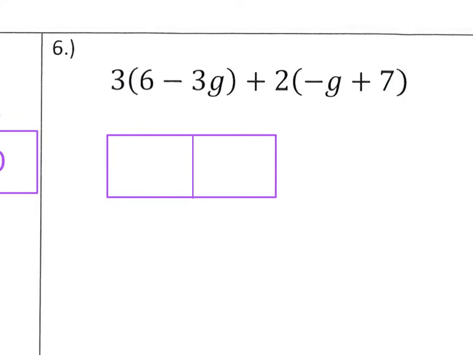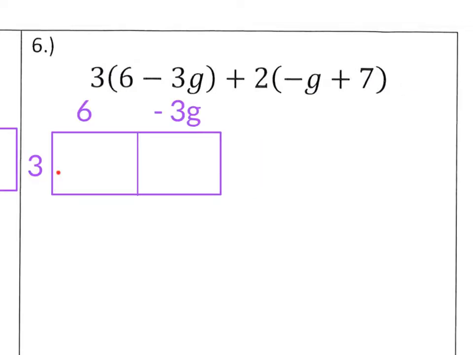Okay, so let's do another example here. Number 6, we have 3, and then it's being multiplied by the 6 minus 3g plus 2, and then multiplied by the -g plus 7. So when I look here, I see, again, it's one term multiplied by 2, so I'm going to set up my area model here. I'm going to fill that in. So 3 times 6 gives me 18. And then the 3 times -3g gives me a -9g.